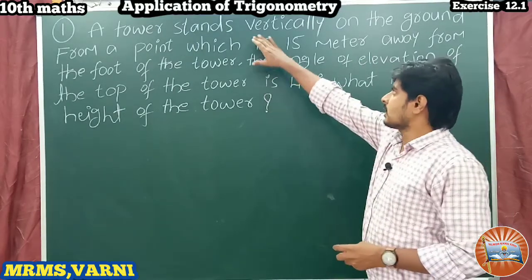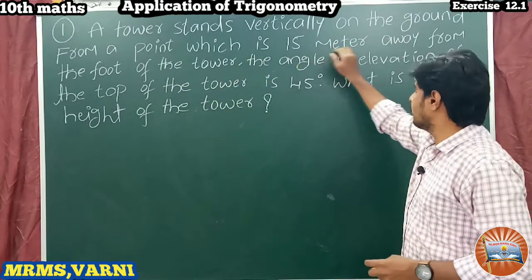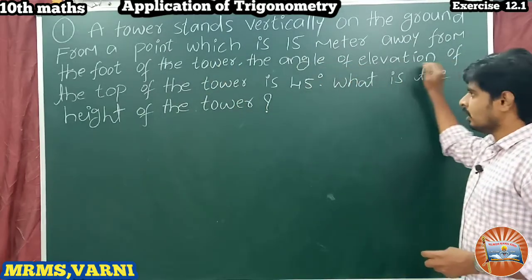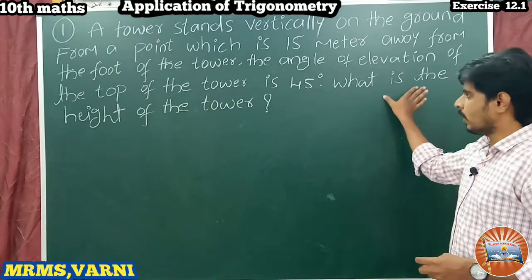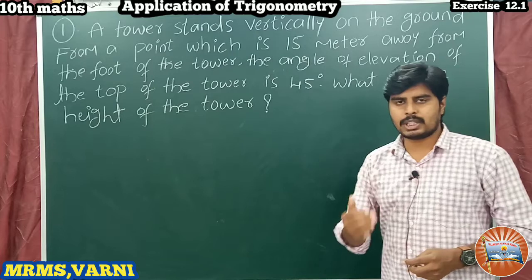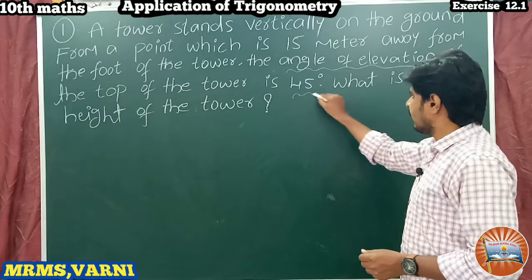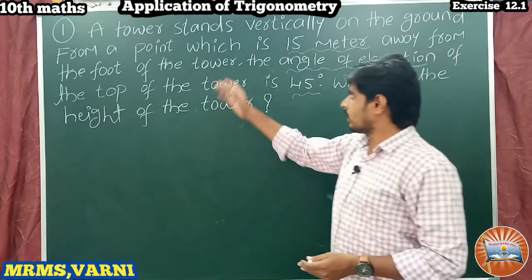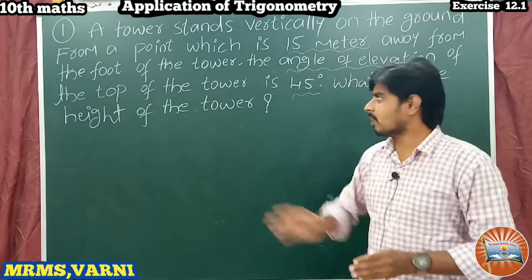A tower stands vertically on the ground. From a point which is 15 meters away from the foot of the tower, the angle of elevation of the top of the tower is 45 degrees. What is the height of the tower? So here we have to find the height of the tower with the use of the angle of elevation 45 degrees, and the distance between the observer and the foot of the tower is given as 15 meters.